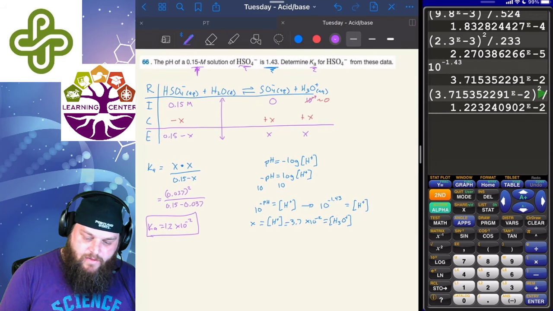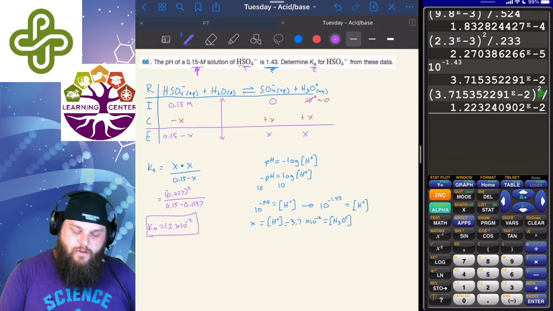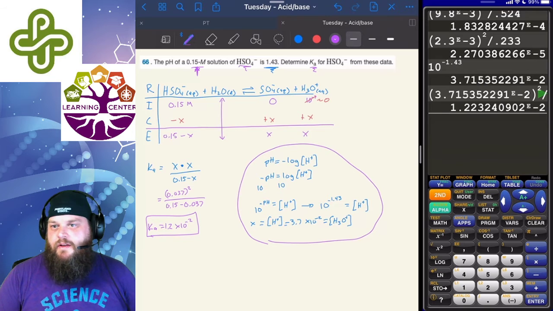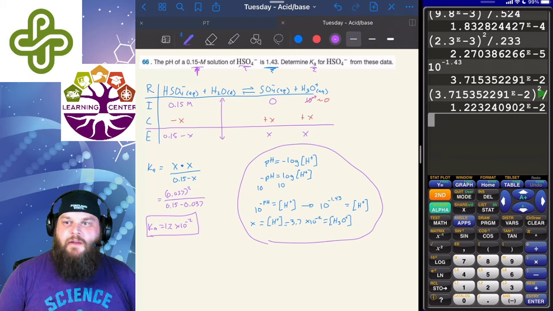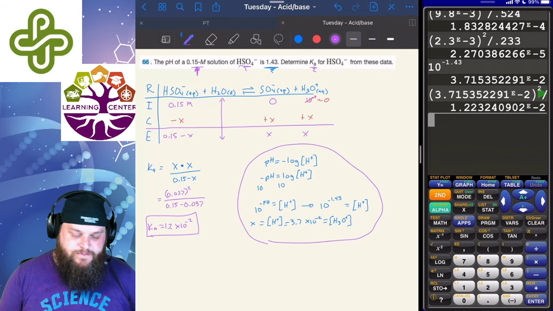And that's how we can solve that Ka. Just setting up that RICE table so we know what those are, and then plugging in and solving for x using the pH that we were given. Finding the concentration of hydronium and saying that that's equal to x, which is equal to the concentration of SO4 minus, and then subtracting that concentration from our initial acid concentration.